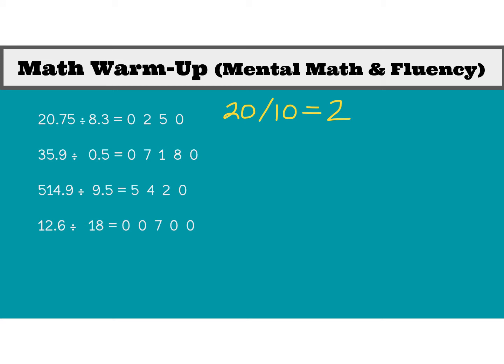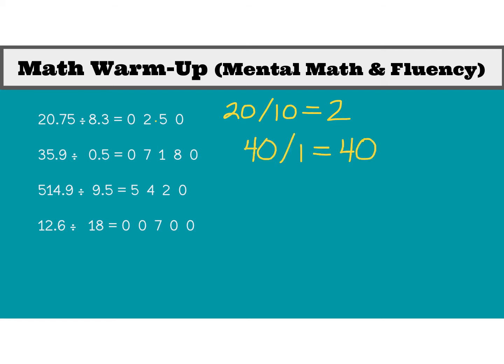So if we take a look at the first problem, we have 20 and 75 hundredths divided by 8 and 3/10. If we're going to make an estimate, we might say 20 divided by 10 equals 2, which is then going to help us when we look at that 0250 to determine where the decimal point is going to go. So if my estimate is 2, I am going to place the decimal point between the 2 and the 5.